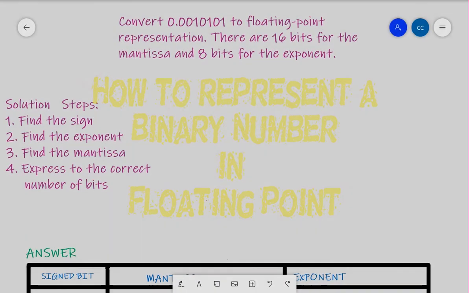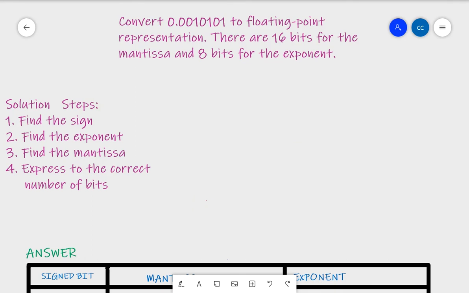So here's a question for you. Convert 0.0010101 to floating point representation. There's 16 bits for the mantissa and 8 bits for the exponent.